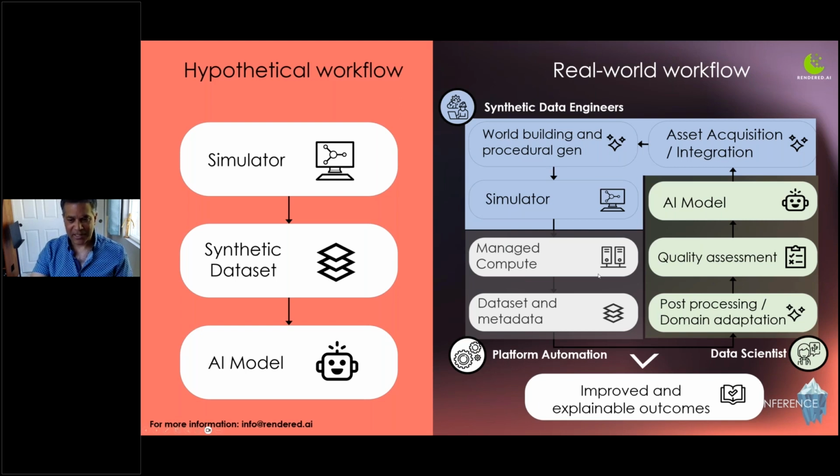In many cases, a data scientist with Rendered.ai is able to do a lot of data reconfiguration themselves without having to touch 3D or simulation technology. But the initial simulator setup is often done by someone who we refer to as a synthetic data engineer. In some cases, we may play the role of the synthetic data engineers and actually help our customers get started. But through this iterative workflow, we have seen customers find and achieve success with synthetic data.